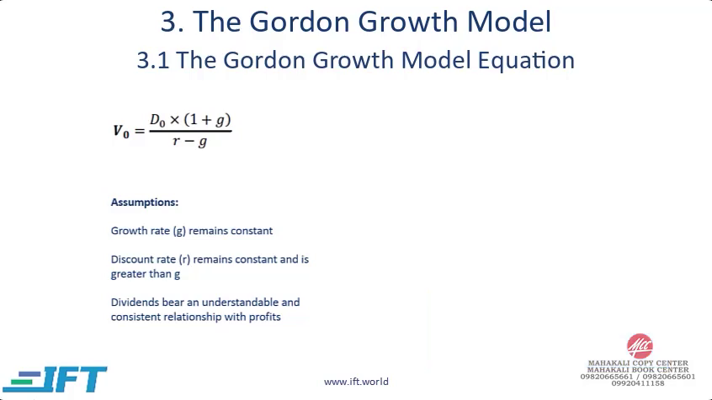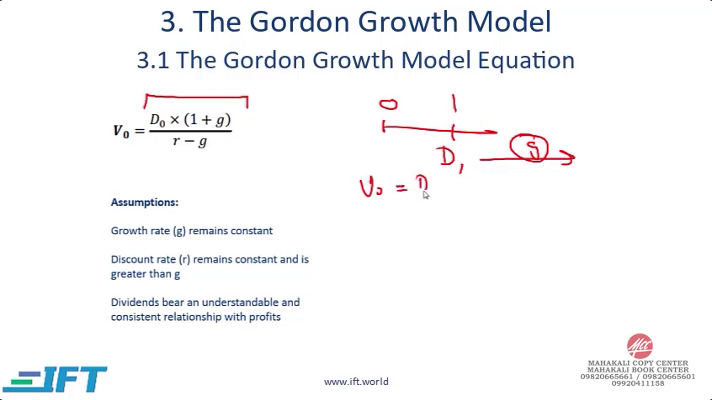Section 3 deals with the Gordon growth model. You have seen this before, but here we will look at several aspects of the model. First, the relationship. The value at time 0 is equal to D1, which is also D0 into 1 plus G. So if you are sitting here at time 0, what you do is take the dividend at time 1 and then assume that this dividend grows at a constant rate G. Then the value at time 0 is equal to D1 divided by the discount rate minus G.